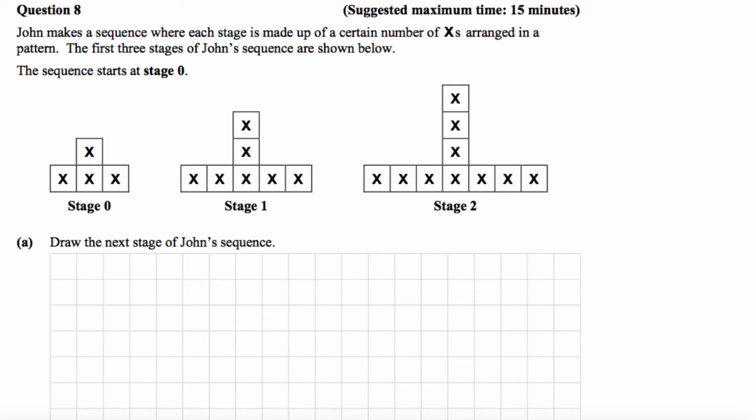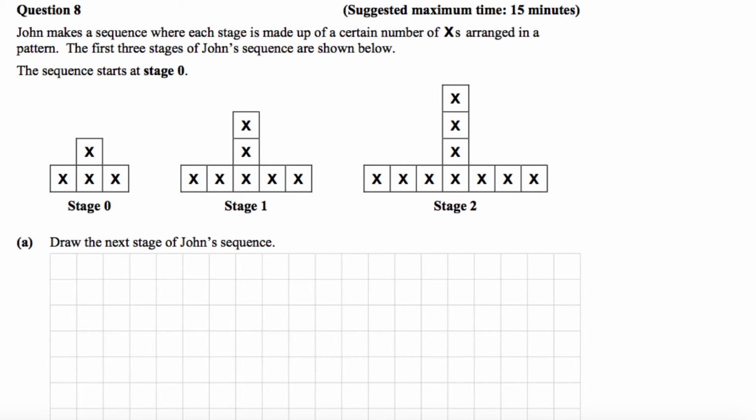So this is the 2016 Junior Cert Higher Level Paper 1 and we're looking at question number 8. John makes a sequence where each stage is made up of a certain number of x's arranged in a pattern. The first three stages of John's sequence are shown below, and the sequence starts at stage 0. So we have stage 0 here, stage 1 and stage 2.